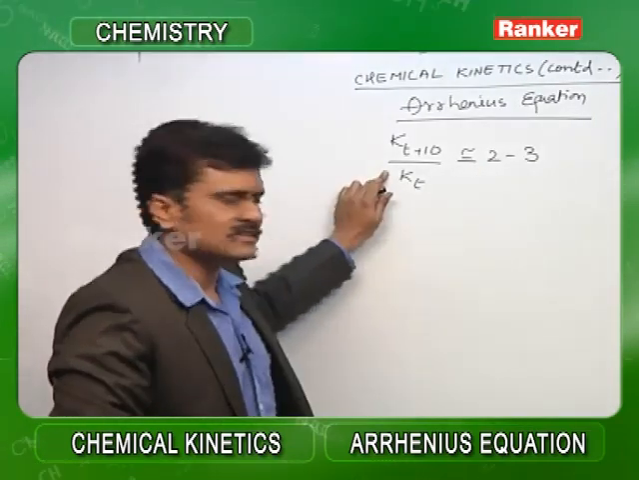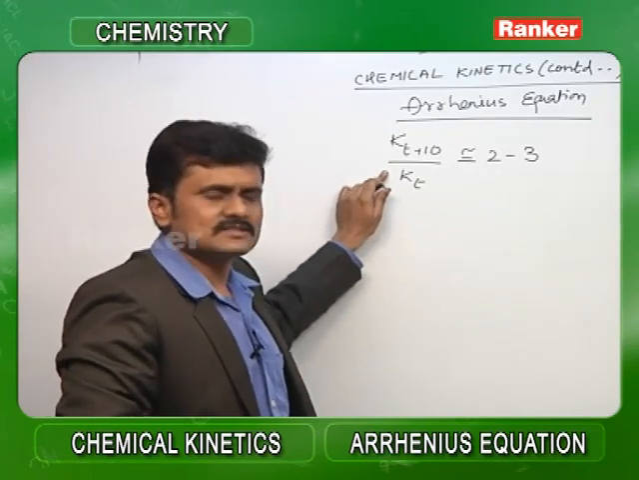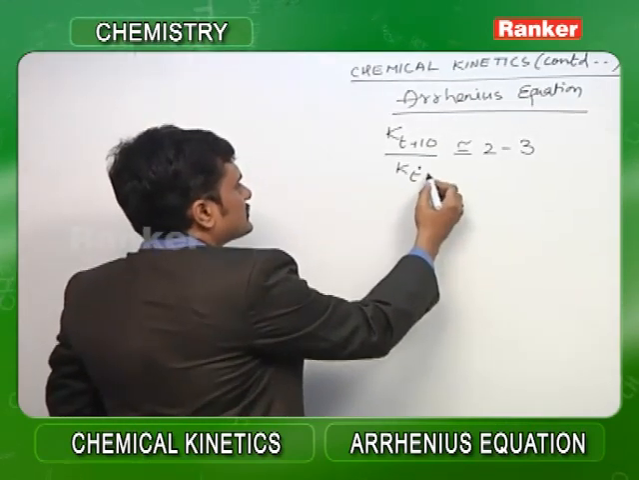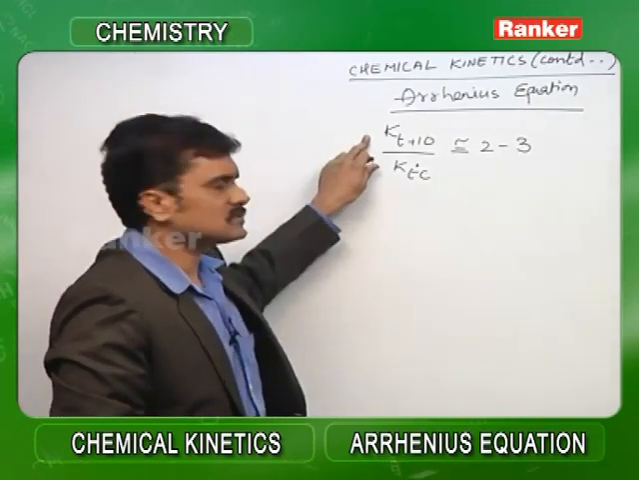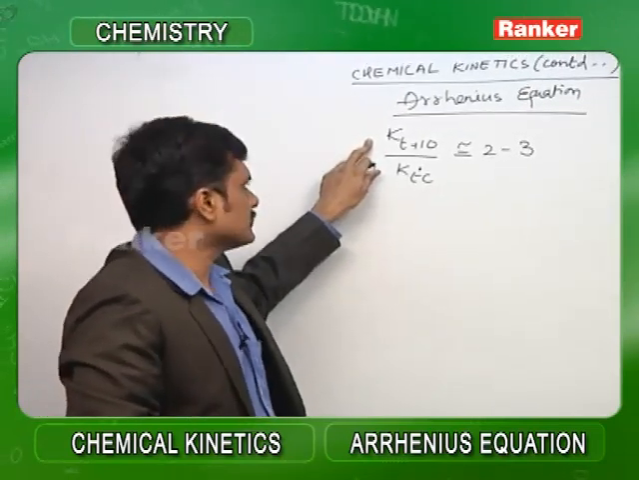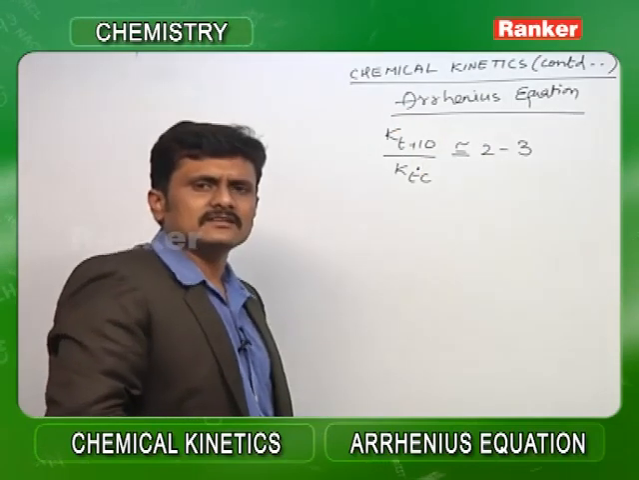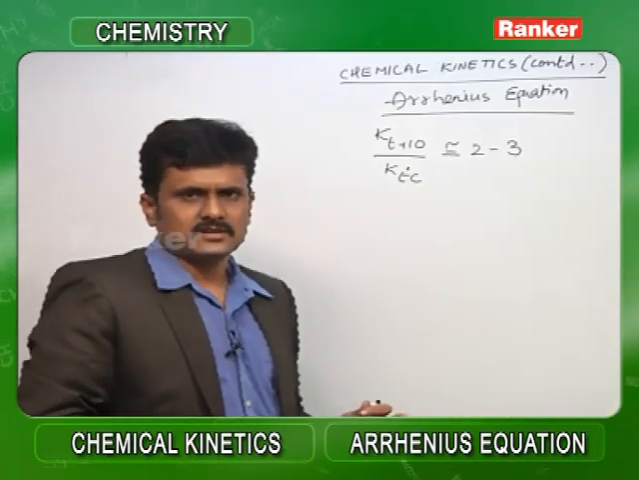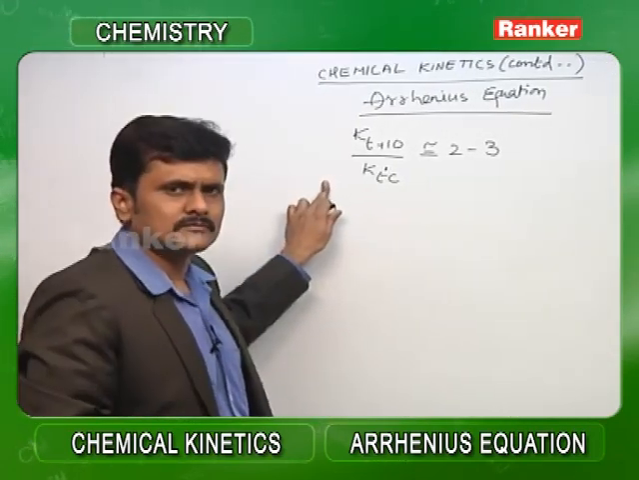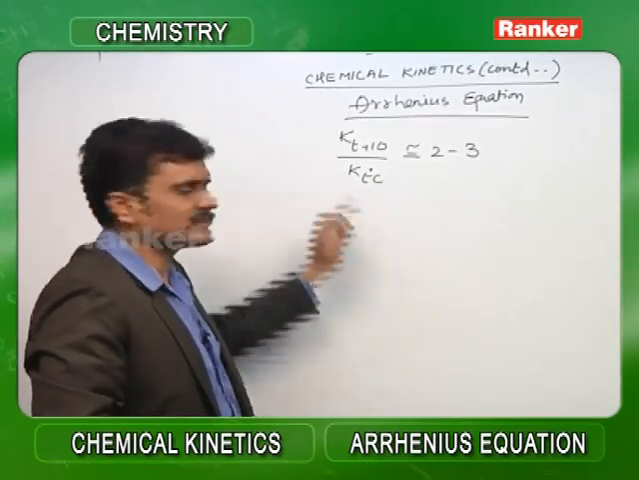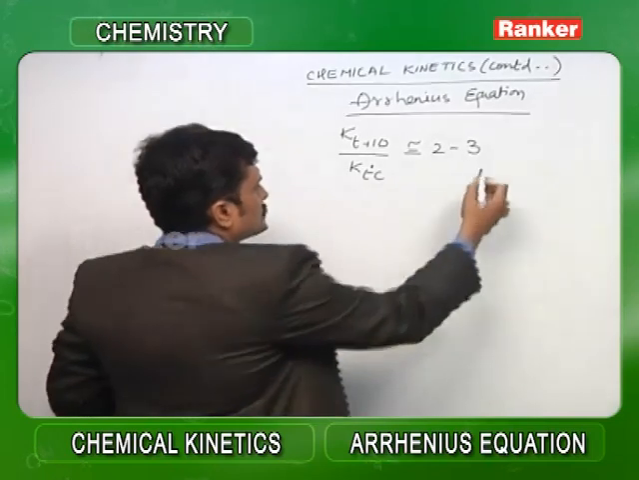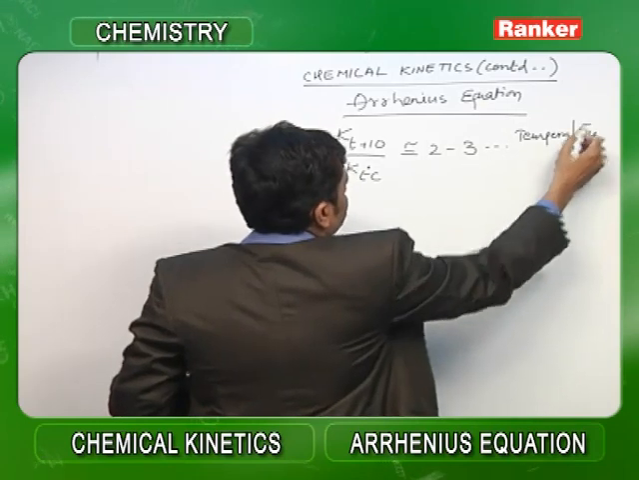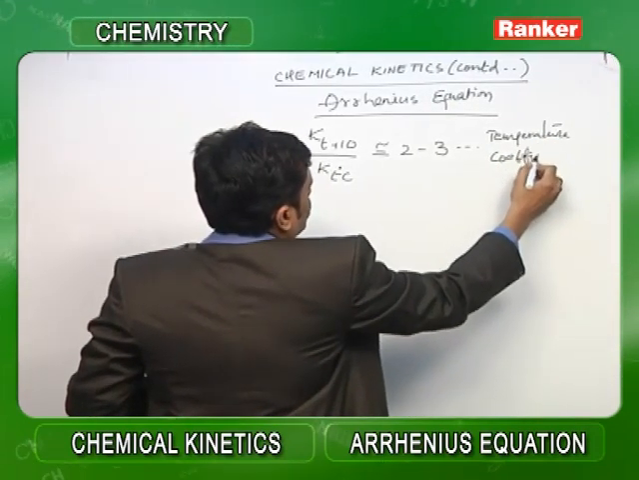So here I have taken a rate. Remember, my dear students, the rate constant is nothing but the rate of the reaction. I have taken it at a particular temperature, say T degrees Celsius, and when I increase the temperature by 10 degrees, it has been observed that the rate is increased by 2 to 3 folds. This is the experimental observation. And this ratio of the two rate constants which differ by 10 degrees is usually referred to as the temperature coefficient.